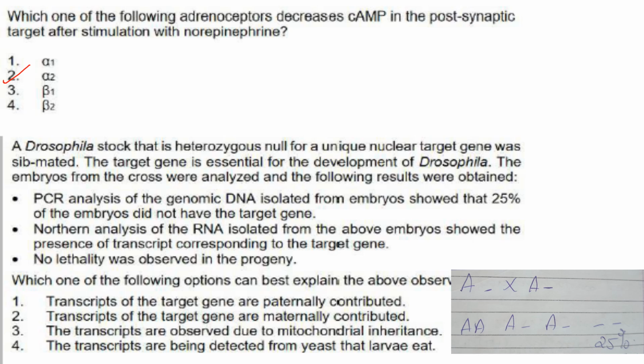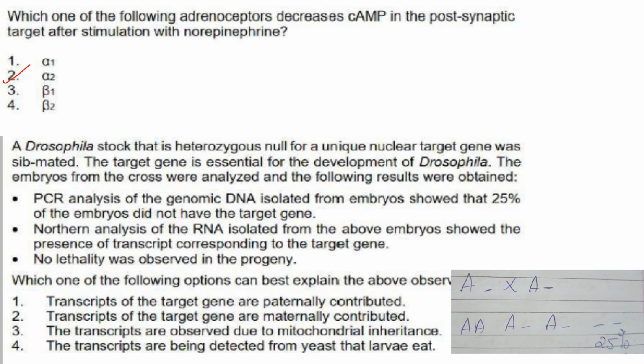Null means absence of a gene. Heterozygous null allele means one allele is present and one allele is absent. That is just like this. Here one allele is present, one allele is absent. That is heterozygous null. For a unique nuclear target gene was submated. The target gene is essential for the development of Drosophila.